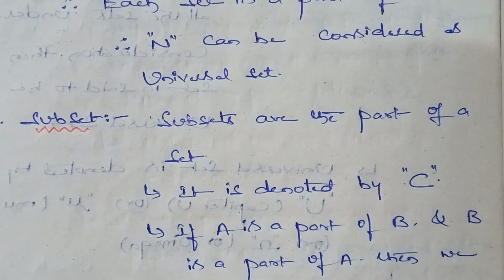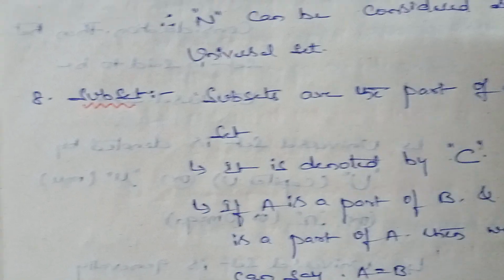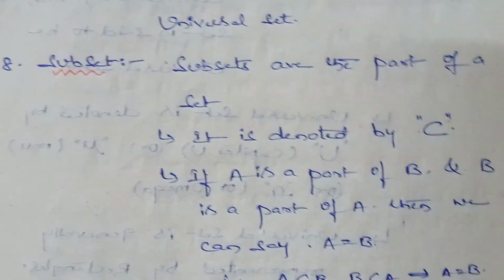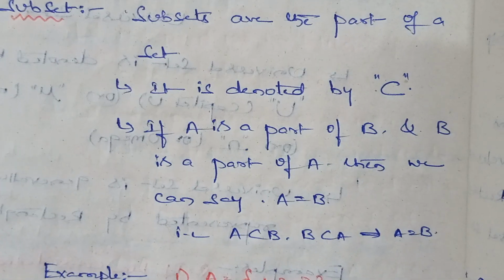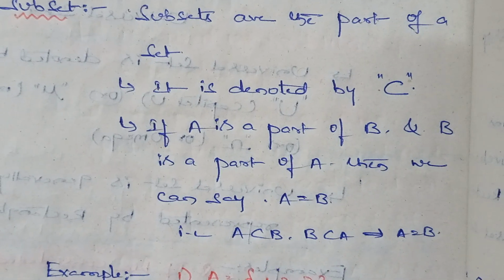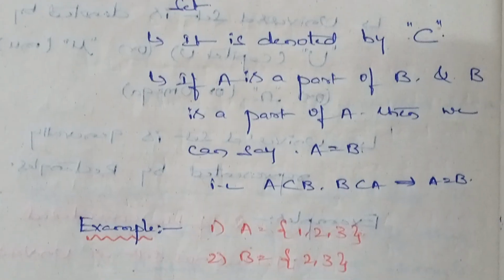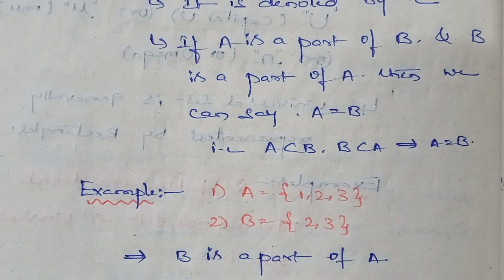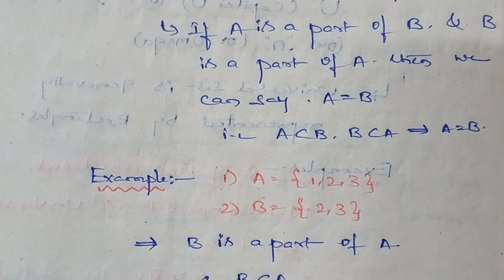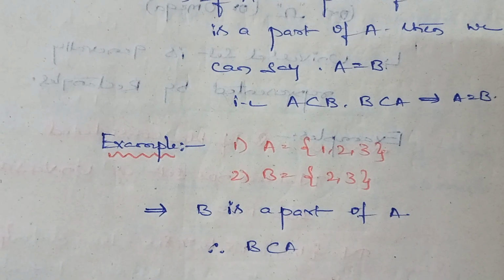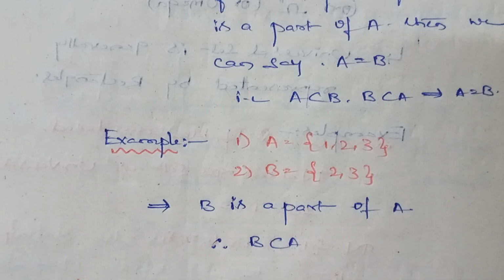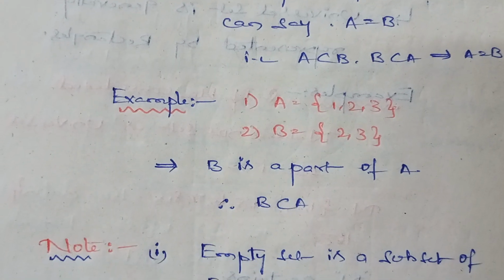Subsets are the parts of a set. A subset is a part of any set, students. It is denoted by big C. If A is a part of B and B is a part of A, then we can say A is equal to B, students. Now, I have taken one example: A equal to {1, 2, 3}, B equal to {2, 3}. Then B is a part of A, right? Because B contains 2, 3, and 2, 3 is there in set A. So B is a part of A.